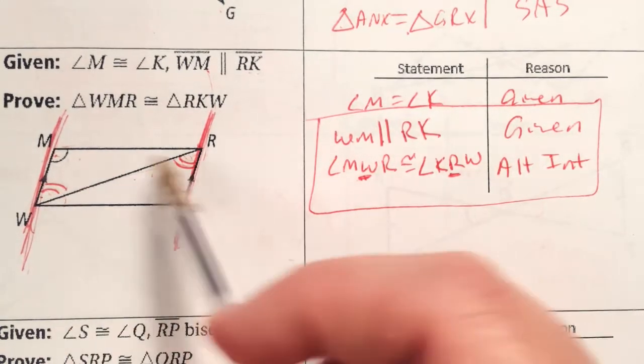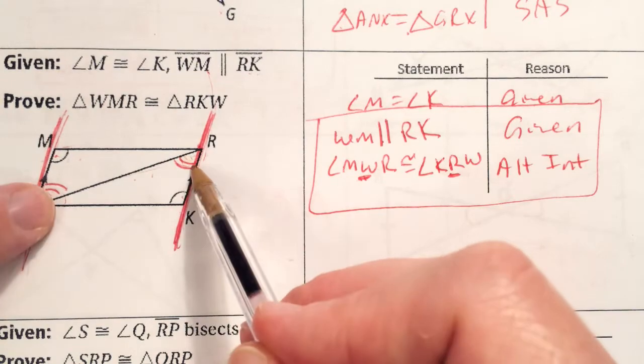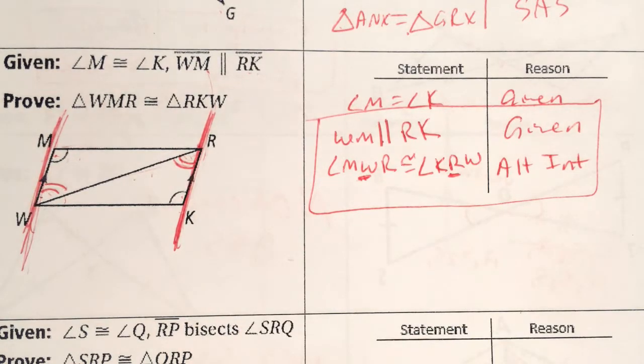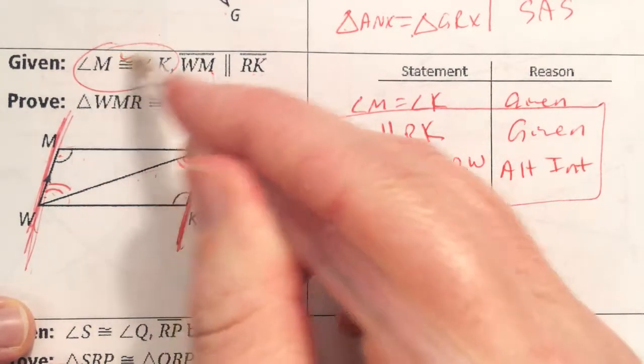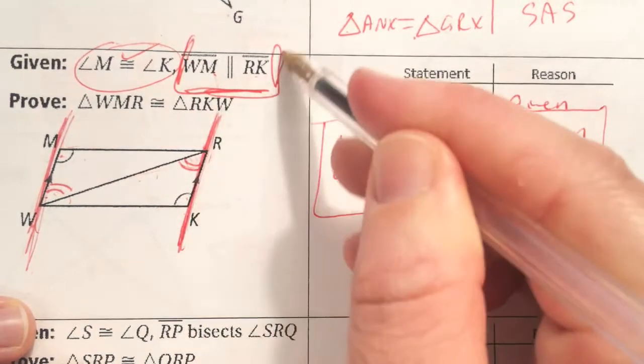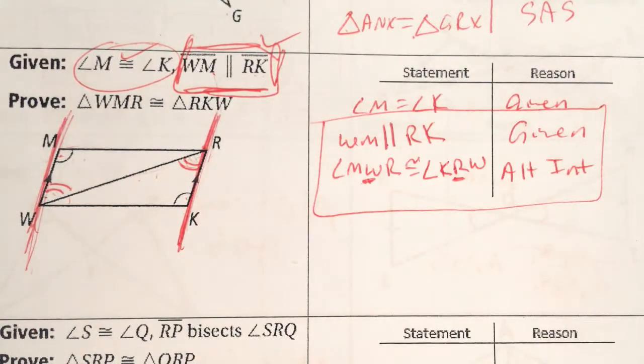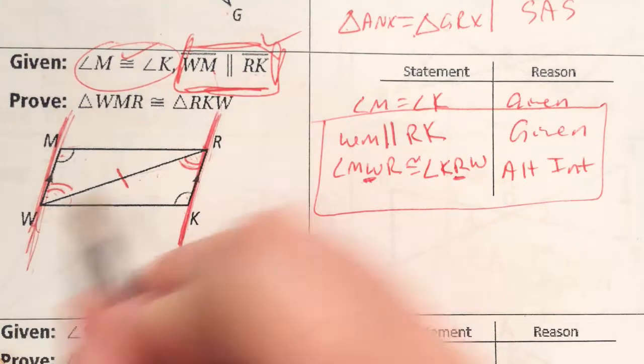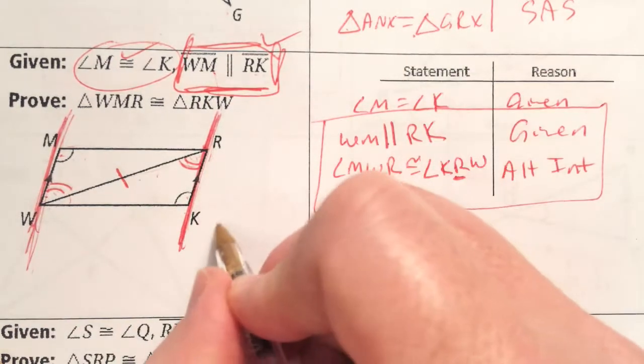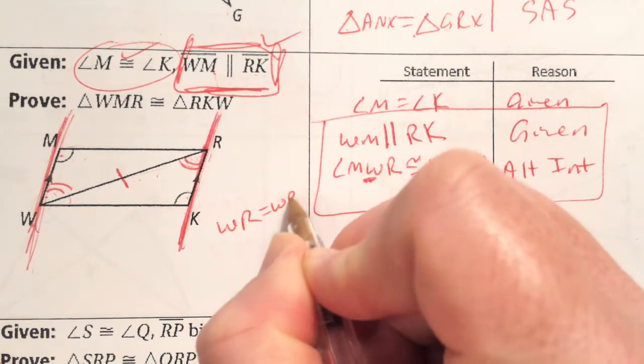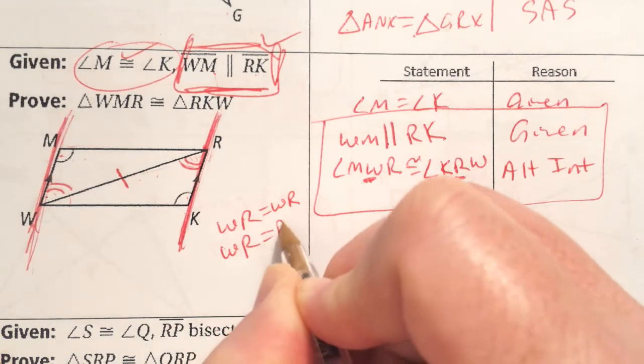So far we only have 2 bits of information. These 2 angles are equal, and these 2 angles are equal. I need something else. I already did my givens, and even the chunk of the given. Once you're done with the givens, you would try reflexive property, and you would try vertical. Vertical's not there, but reflexive is. So WR is equal to WR. The question is, are we going to do WR is equal to WR, or are we going to do WR equals RW?